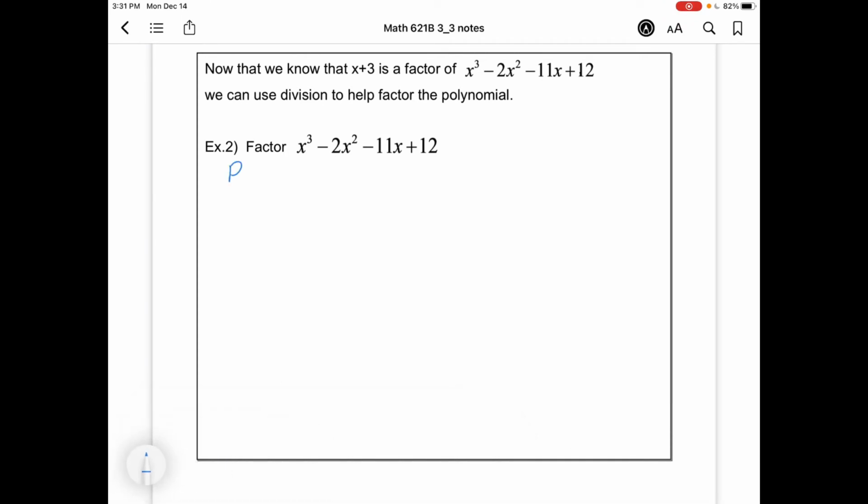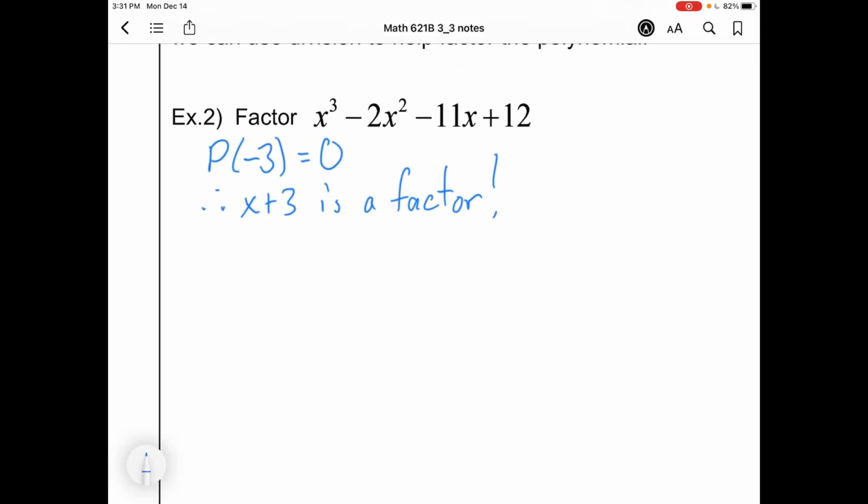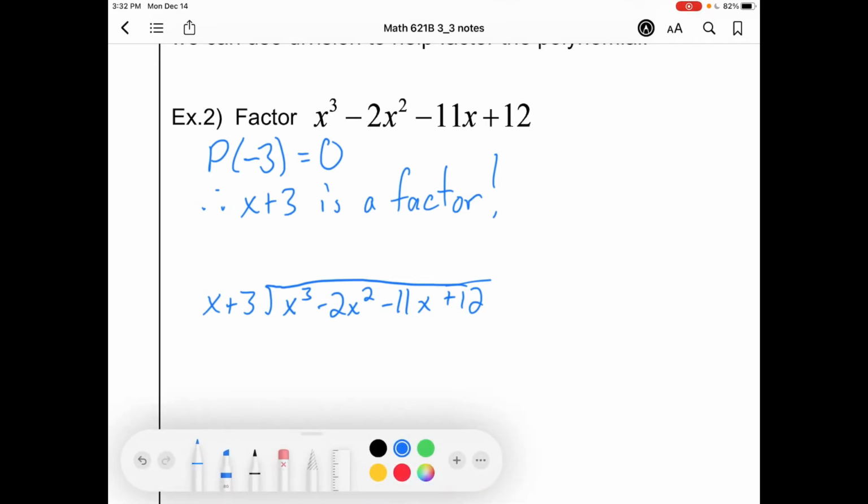To recap from what we just found, we found that p of negative 3 equals 0. Therefore, x plus 3 was a factor. That's what happened in the last question. Now we're going to divide. I'm going to take the whole polynomial, x cubed minus 2x squared minus 11x plus 12, and divide it by x plus 3. You can do this with synthetic division if you prefer. I just want to make sure that it's clear what exactly it is we're doing. So I'm going to divide these out.